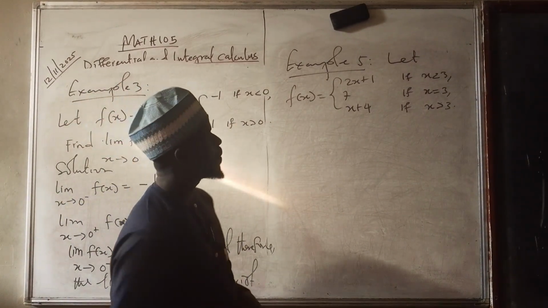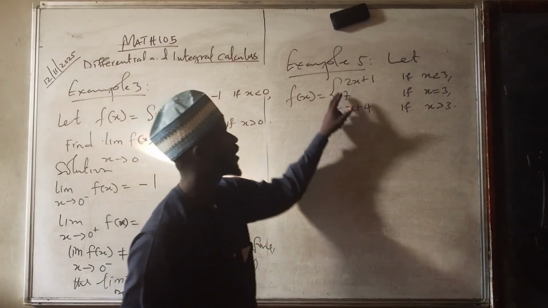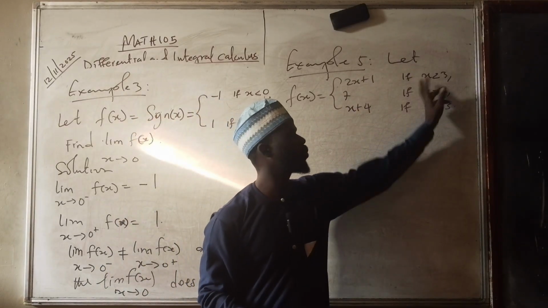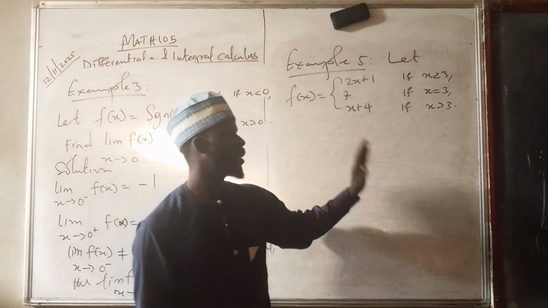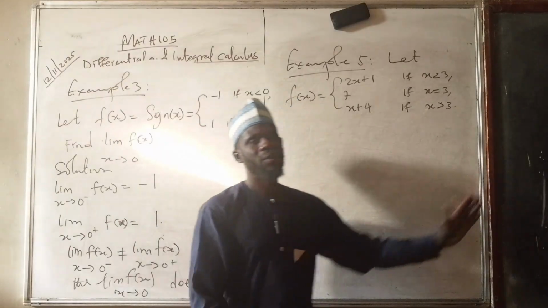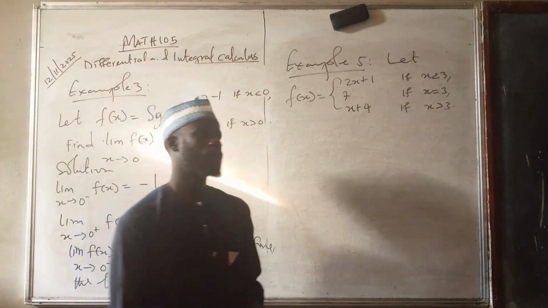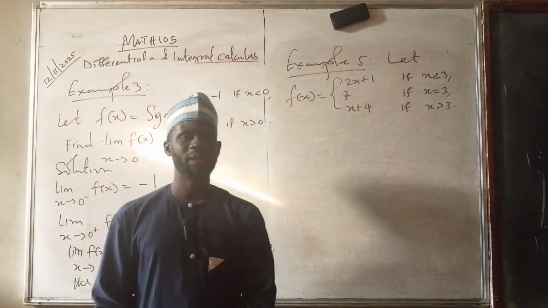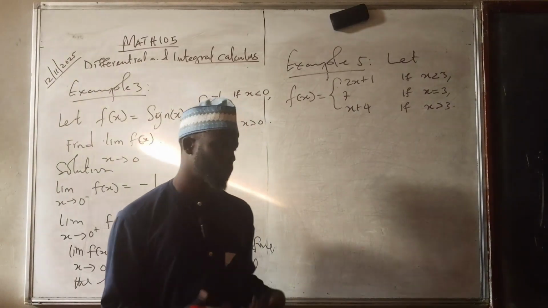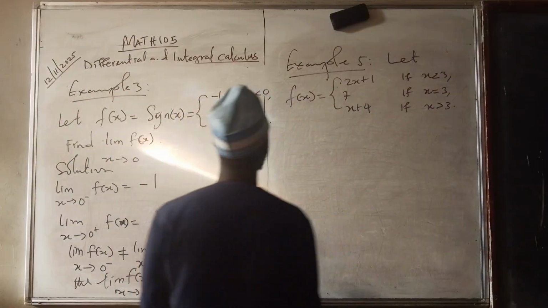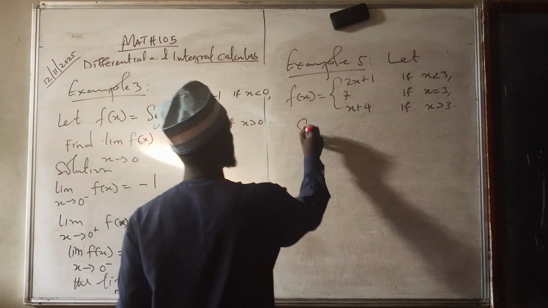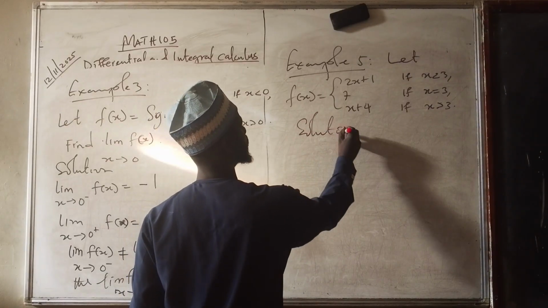So here, we don't have to consider when x is equal to 3. All we are after is when x is above 3 and when x is below 3. So meaning we are considering the left-hand limit and the right-hand limit for the limit to exist. So, solution.